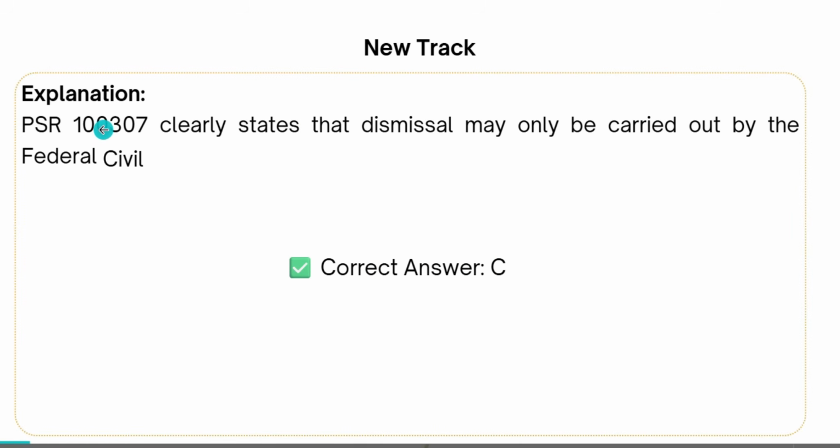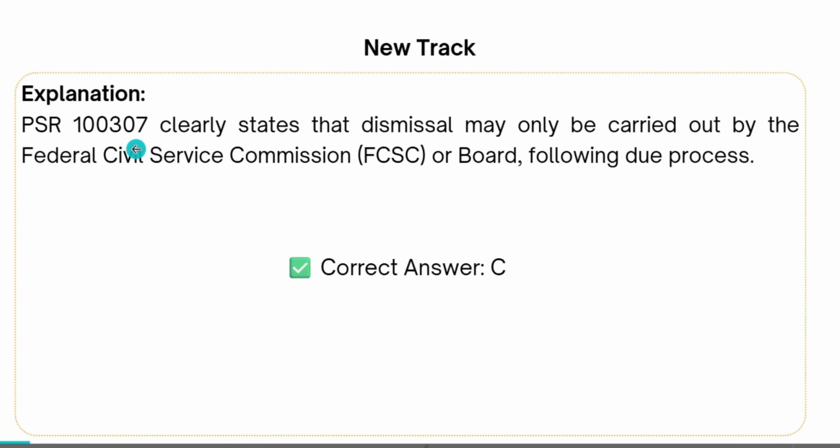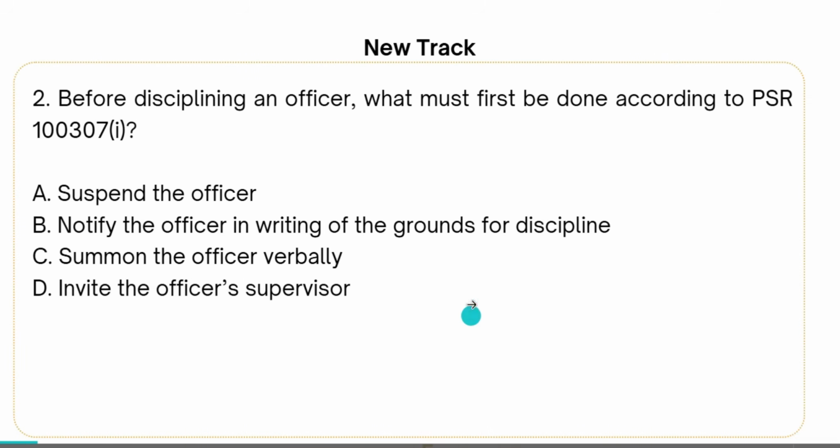The explanation says that PSR 1003 paragraph 7 clearly states that dismissal may only be carried out by the Federal Civil Service Commission or the board that is arranged by the Federal Civil Service Commission, and it must follow due process.